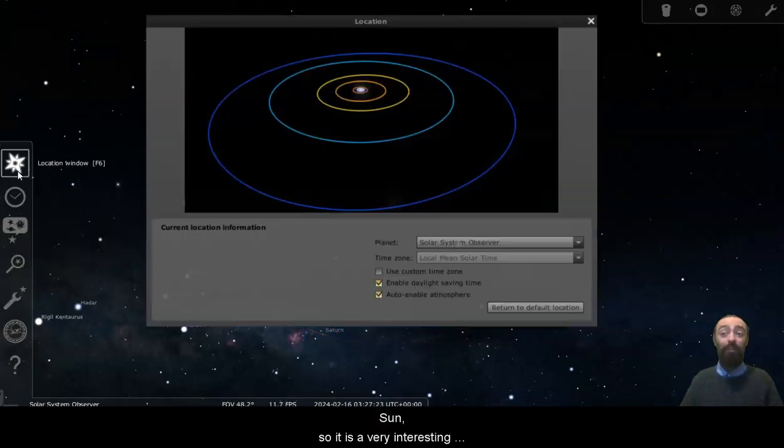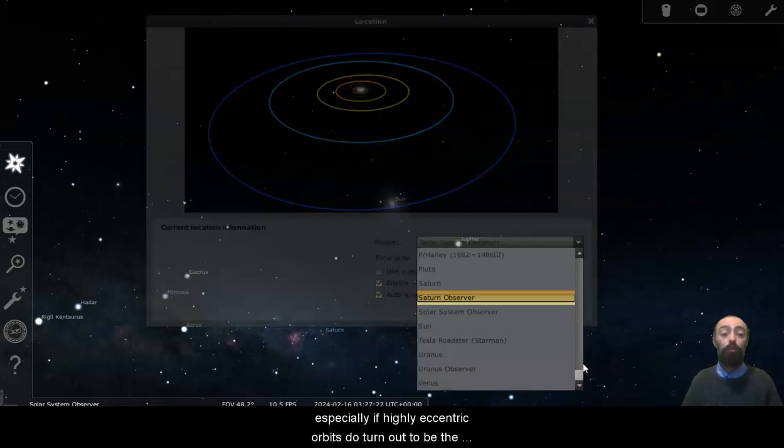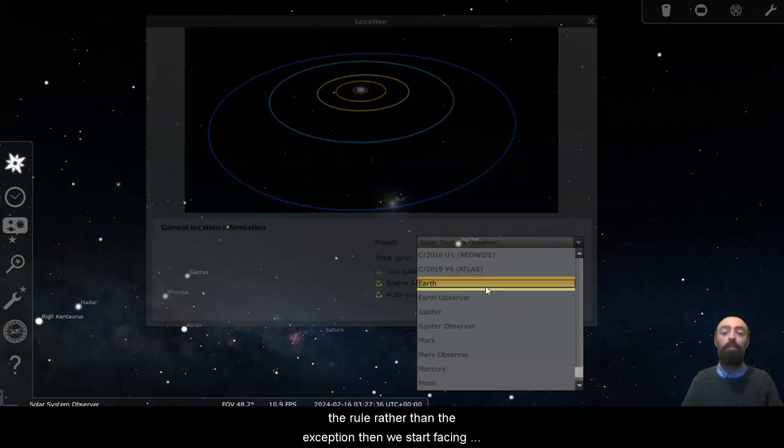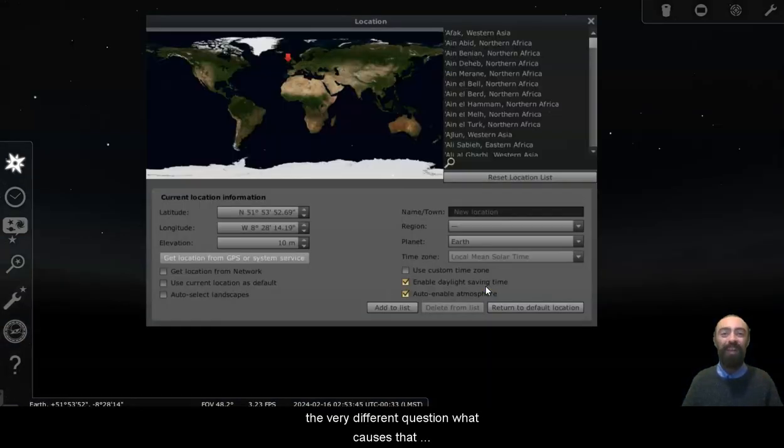So it is a very interesting question, what causes eccentricity, especially if highly eccentric orbits do turn out to be the default. If we discover enough other solar systems that we can really say that eccentricity is the rule rather than the exception, then we start facing a very different question. What causes that circularization?